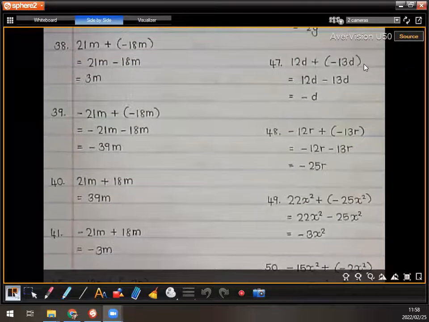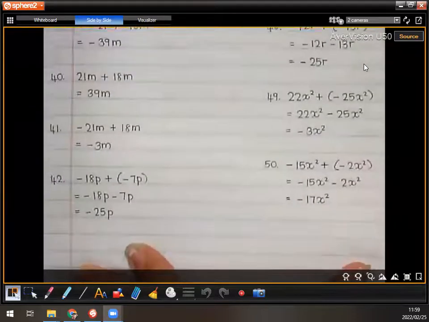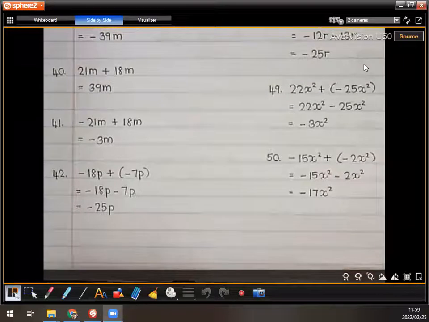Right, any questions there? Yes. 42, oh, it's still there at the bottom. No, I must move down. Right. Okay, I'm going to move down, guys, so that you can see those last two, 42 and 50. There you go.